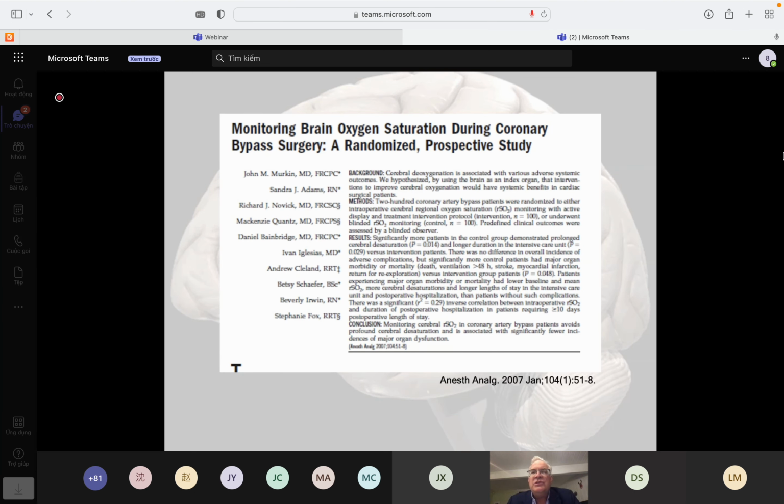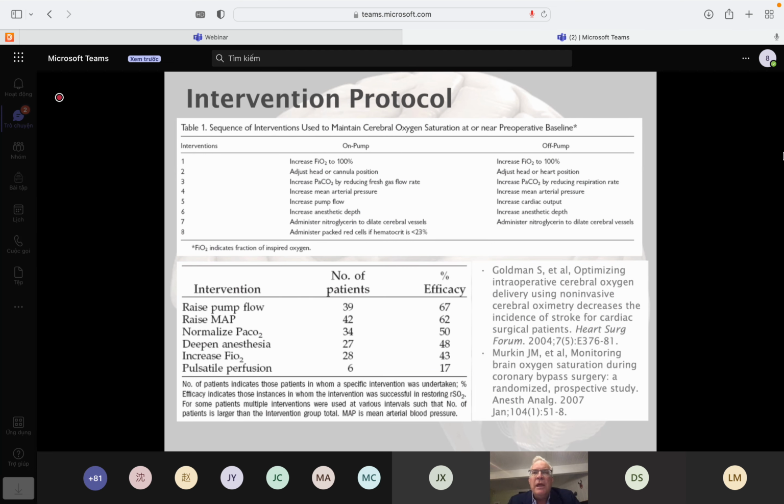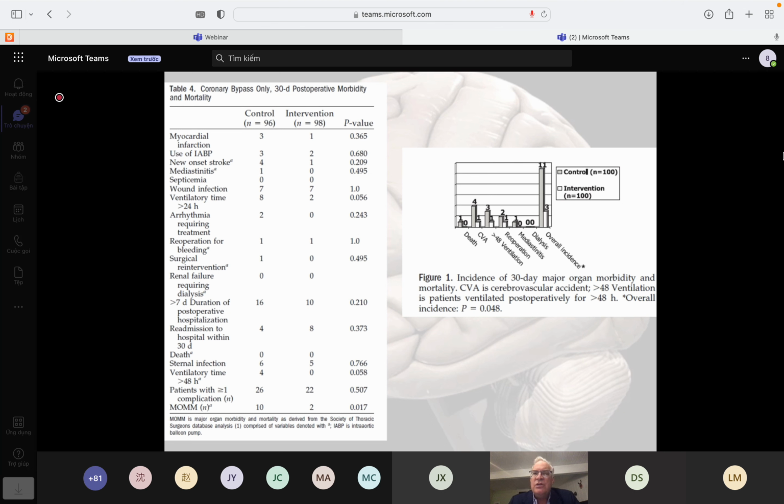This was the paper that got us a lot of excitement about cerebral oxygenation, and it's a paper which is already relatively old. It came out in 2007, but it taught us something, that cerebral oximetry is not only about the brain, but it's about a lot more. Because when you look at this paper from Murkin, and you look at how effective he was by using this intervention protocol to optimize cerebral oximetry, you can see that what he was able to show here was that it wasn't just about brain problems.